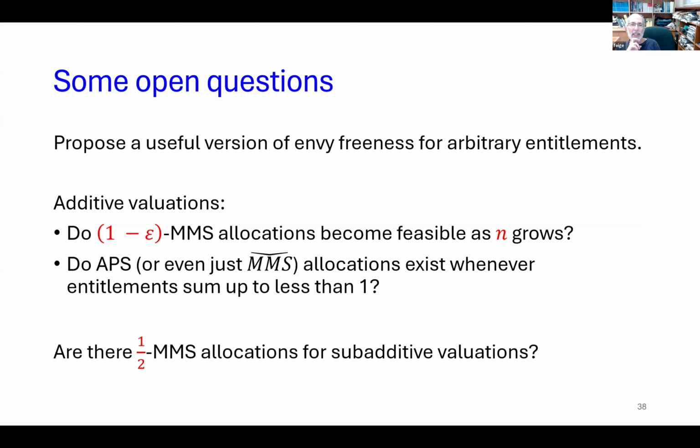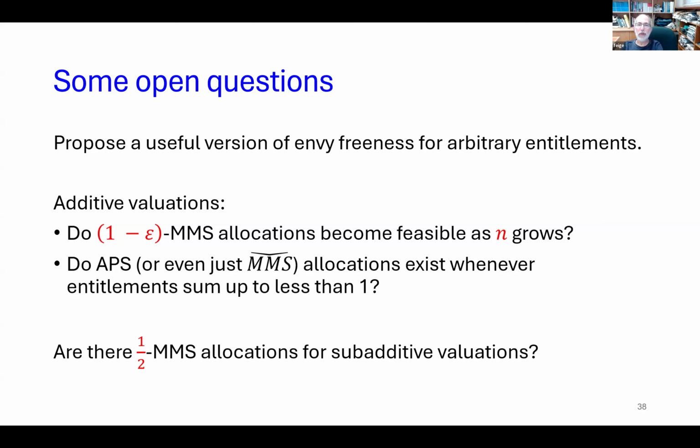So, specific questions about additive valuations. We said that the best approximation ratio known for max-min share allocations in the case of equal entitlement is something around 3/4. And we know that you cannot do better than, let's say, 39/40. But this upper bound is for small values of n, and we don't know what happens when n grows. It's possible that for every epsilon, if the number of agents is large enough, you can always have a 1 minus epsilon MMS allocation. So an open question is: is this true or not?